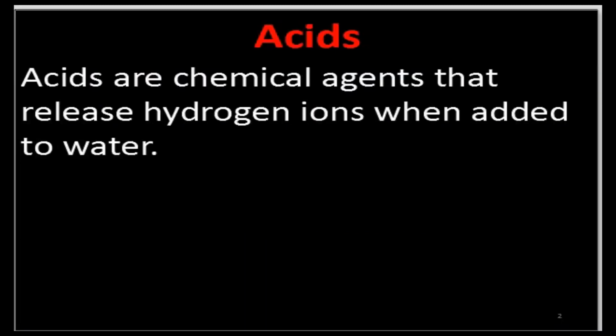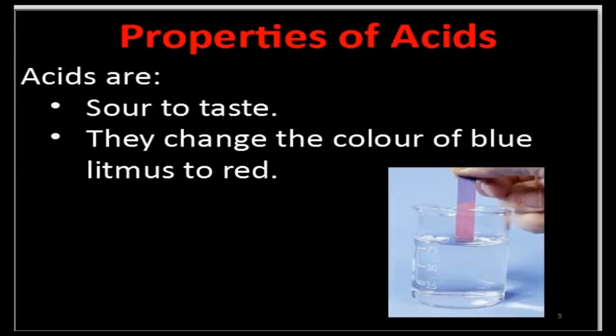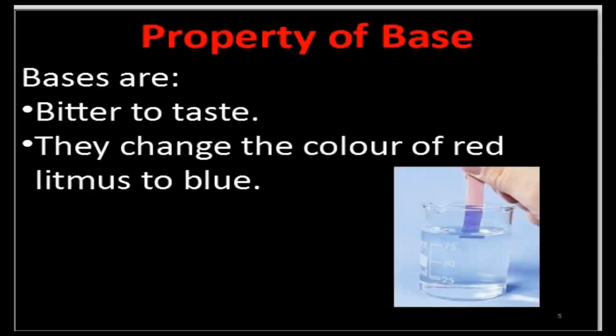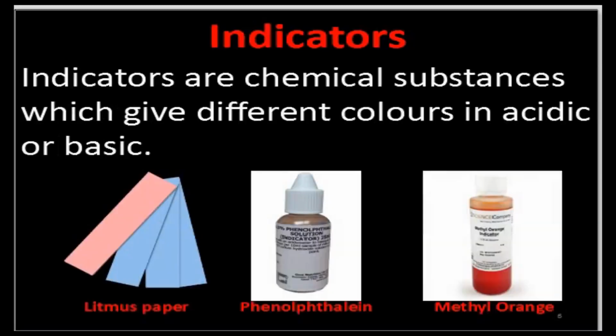Acids are chemical agents that release hydrogen ions when added to water. The properties of acids are that they are sour to taste and they change the color of blue litmus paper to red. Base. A base is a substance that can accept a hydrogen ion from another substance. And the properties of a base are that it is bitter to taste and it changes the color of red litmus paper to blue.